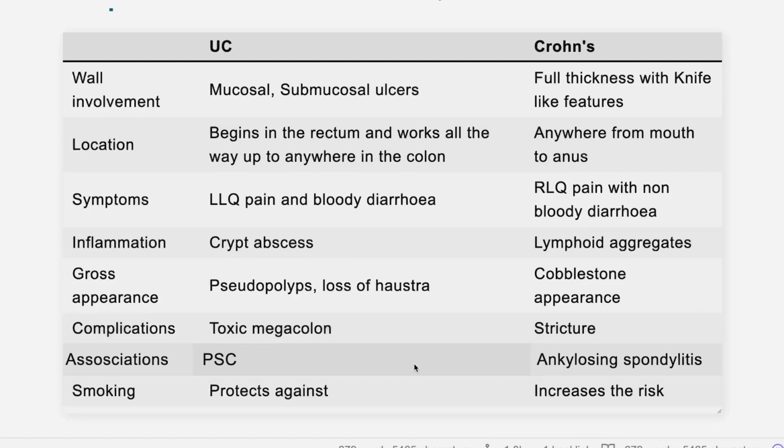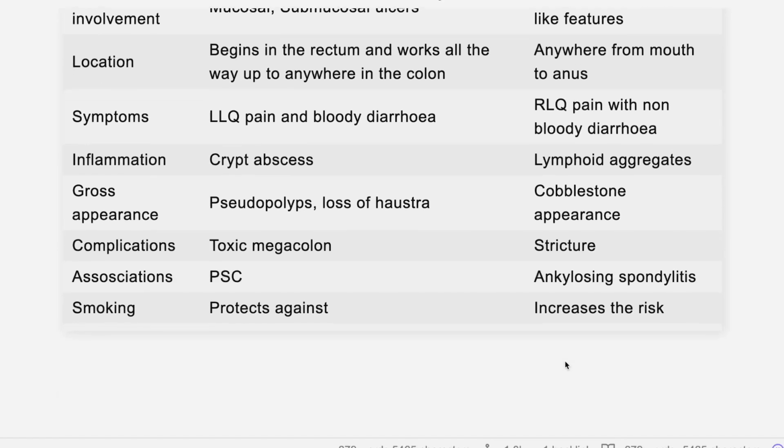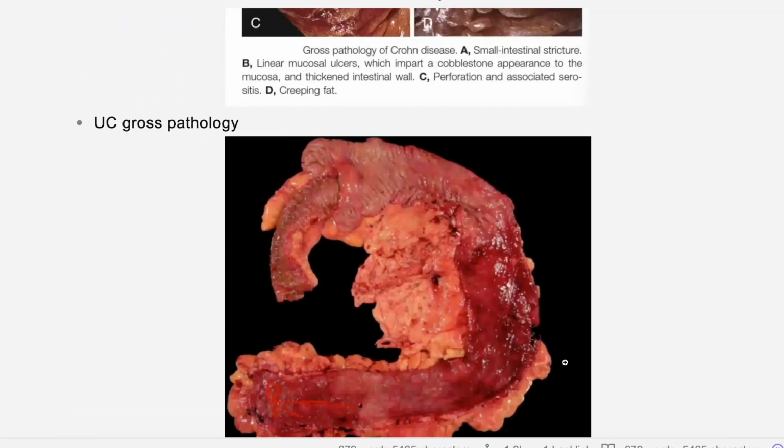We talked about primary sclerosing cholangitis and ulcerative colitis, but Crohn's can be associated with ankylosing spondylitis. Smoking protects against ulcerative colitis, but exacerbates Crohn's disease. This is in a nutshell how to revise ulcerative colitis and Crohn's disease.